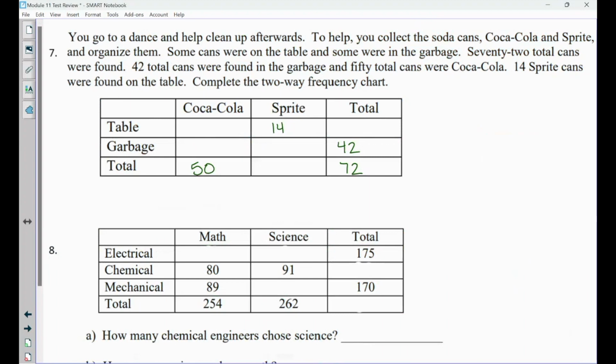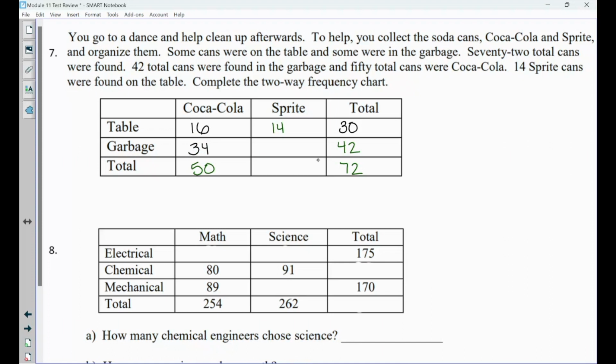Alright, based on that, we should be able to fill out our table. We know something plus 42 gets us to a total of 72. I know 30 plus 42 gets to 72, or in your calculator, you can do 72 minus 42. Then we've got a total of 30 table cans found, 14 of which are Sprite. So I can do 30 minus 14, and that'll get me 16. We've got 16 plus something gets us to 50. Well, 50 minus 16 gets me 34.